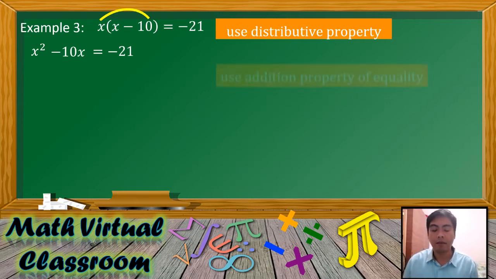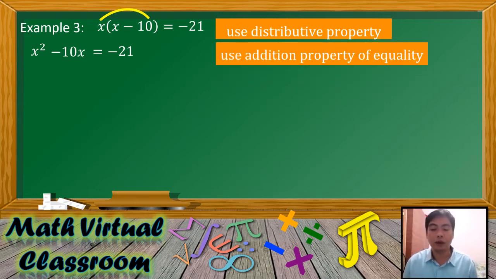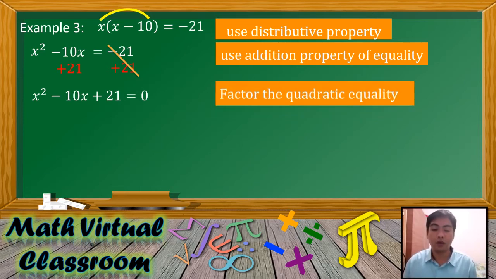The next step is to use addition property of equality to rewrite the equation into the standard form. So we will be adding 21 on both sides of the equation. So the right side will be 0 since by additive inverse that would be 0. So your equation now is x squared minus 10x plus 21 equals 0. So your equation now is in standard form. So you could now factor the quadratic equation.